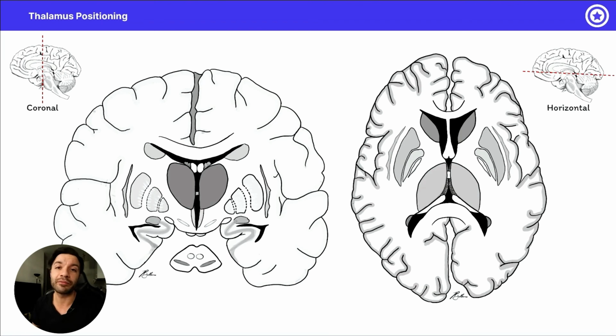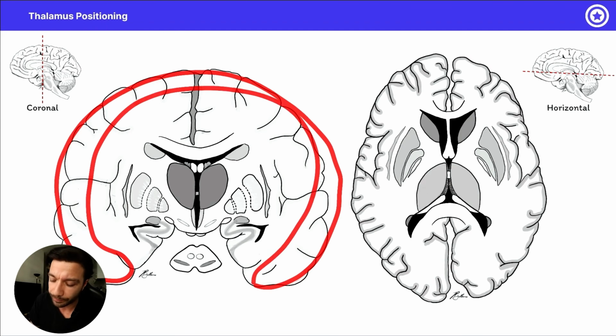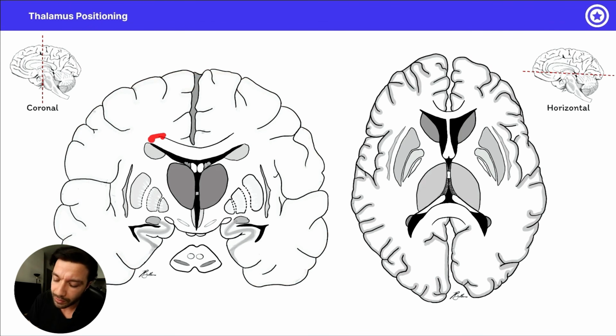So in order to identify the thalamic bodies, let's try and orient ourselves. So here's that outer cortex. This is that gray matter area. If you come in, here's that corpus callosum again. It's going to be that white matter bridge connecting the two hemispheres. And you can see just under that corpus callosum, we have our ventricles. So this would be our third ventricle right here.